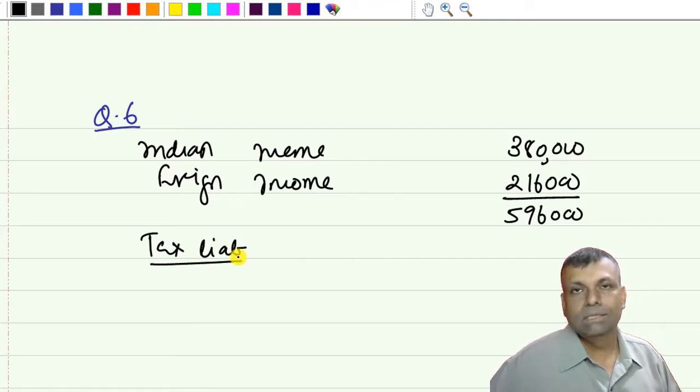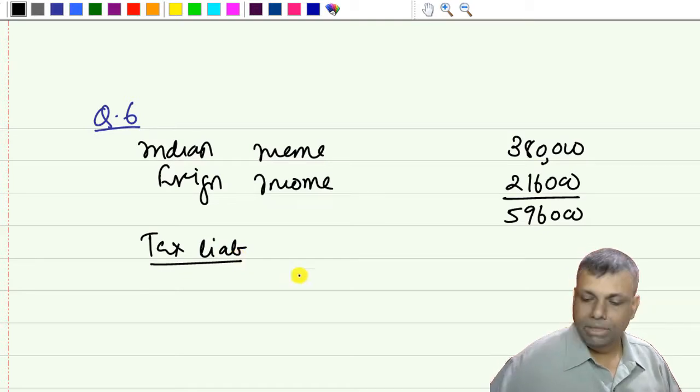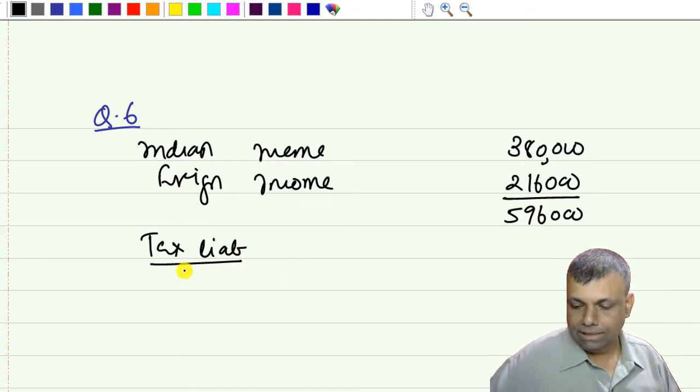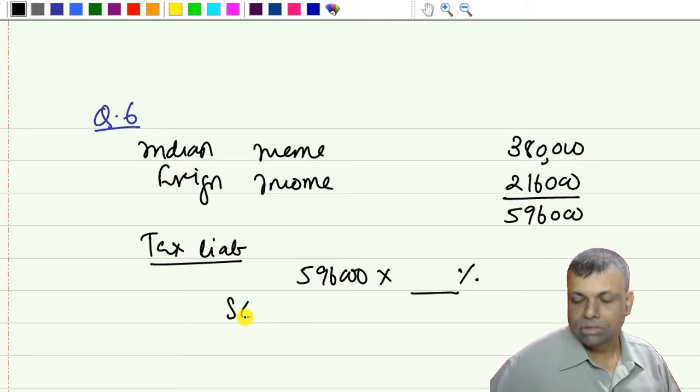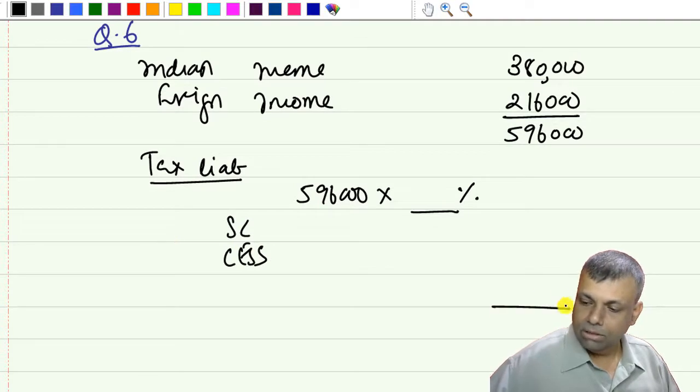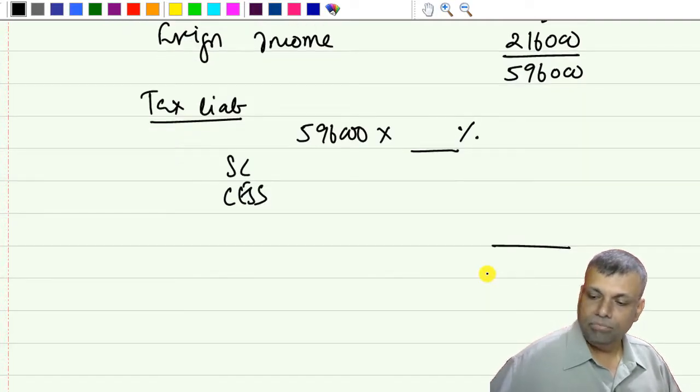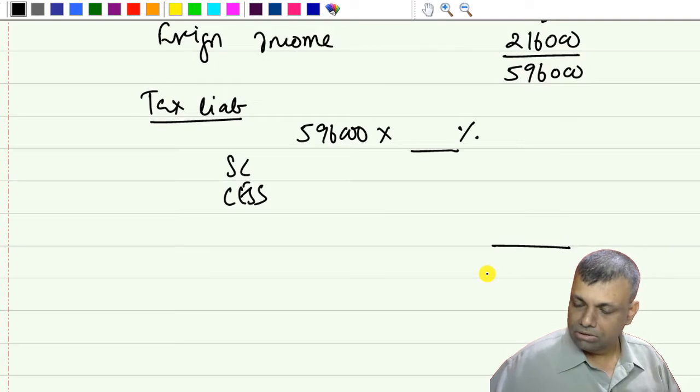So here it is an Indian company, so just multiply by the tax rate of the Indian company. No big deal whatsoever. Okay, so tax liability will be 5,96,000 multiplied by the tax rate, surcharge on merits, cess on merits. Okay, you will get a normal tax liability. Now it's pure calculator work. Come on, start doing it.